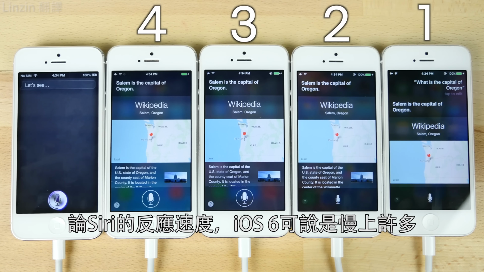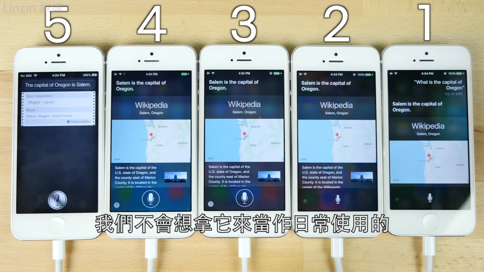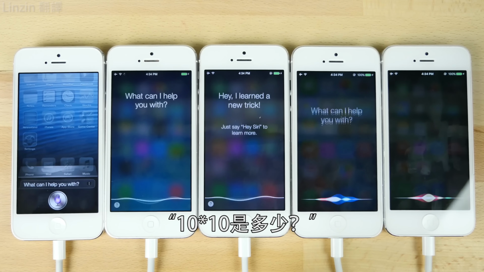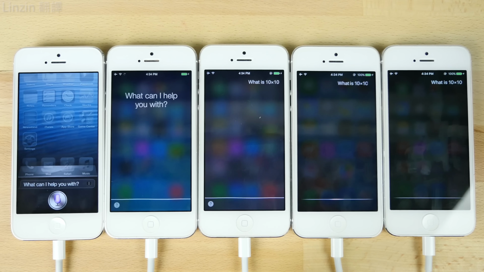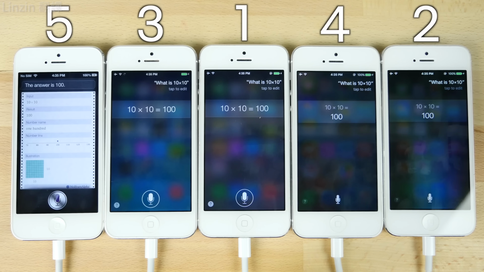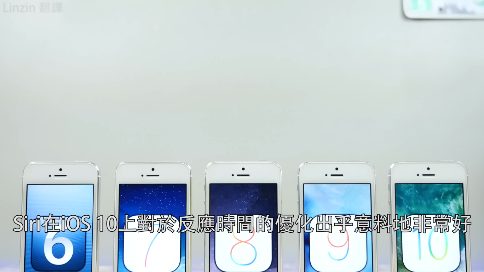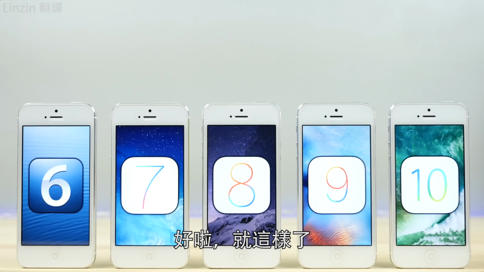iOS 6 is abysmally slow when it comes to getting responses from Siri. Would not want to be using that on a daily basis. What is 10 times 10? The answer is 100. Let me check that. The answer is 100. So Siri is actually surprisingly very well optimized on iOS 10. Response times are great.